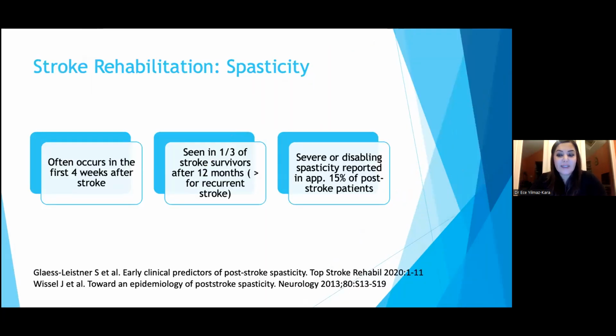Again, spasticity. I just logged in midway through Cham's talk, but he touched on it, I understand. We know that post-stroke, usually the high peak is around the first 4 weeks. And we see in one third of stroke survivors, even after 12 months, they do present with a form of increased muscle tone that could be disabling or severe.